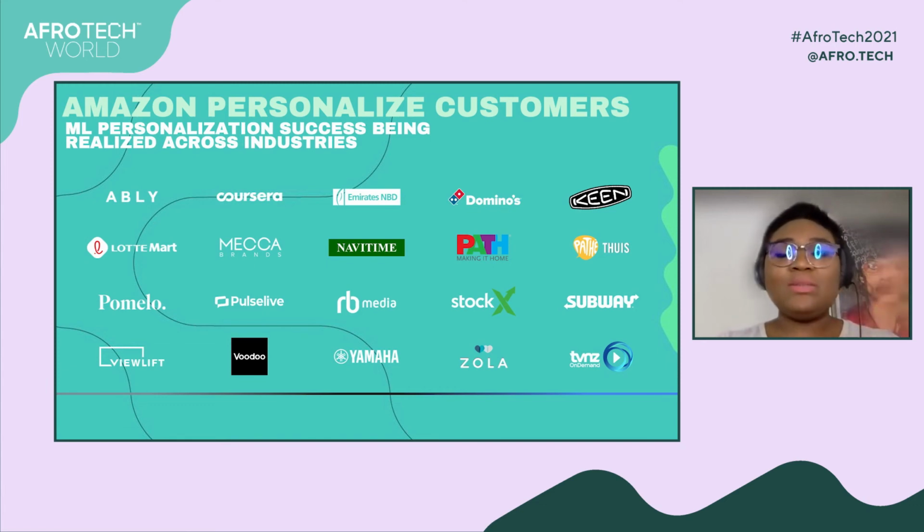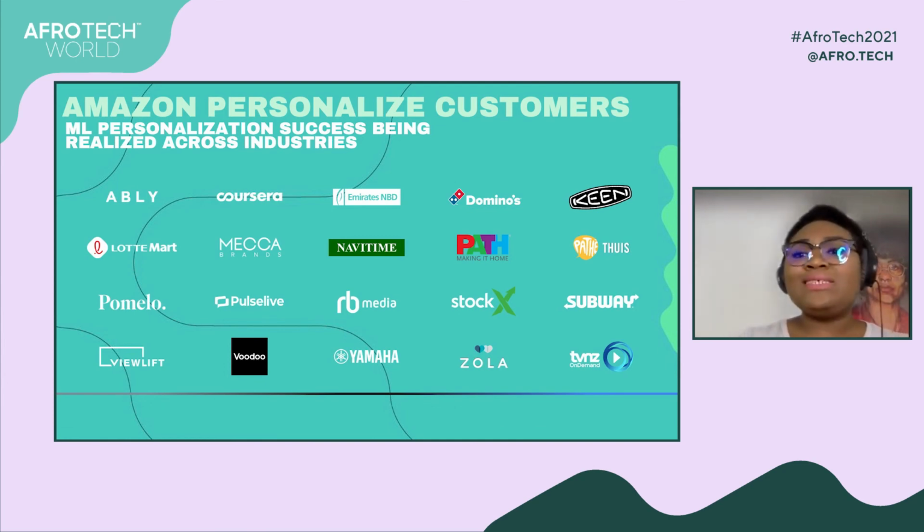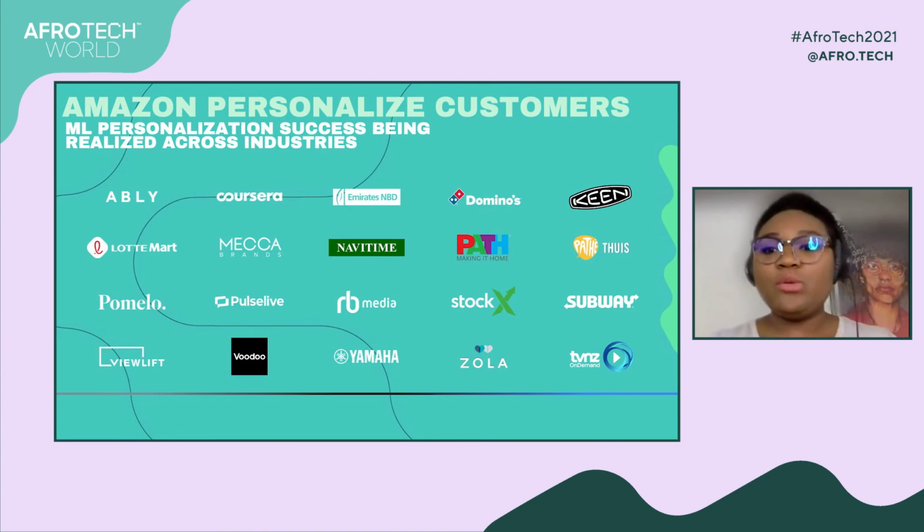And in sports, so I've talked about education, I've talked about e-commerce and retail, but even in sports, Pulse Live, one of the biggest names in sports, a digital partner, recognized a 20% increase in video consumption across their website and mobile app, just by using Amazon Personalize.